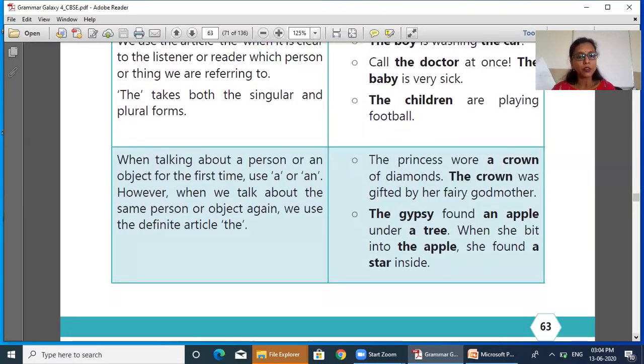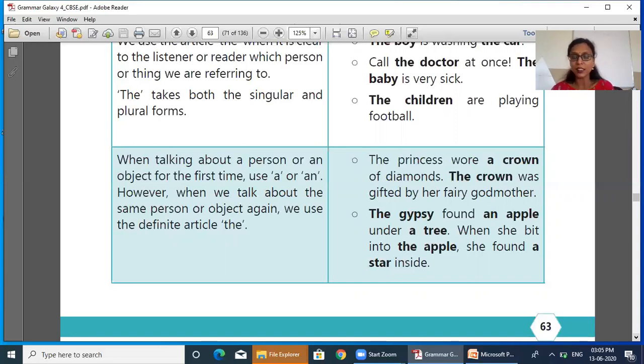Okay. Next rule is, when talking about a person or an object for the first time, use a or an. However, when we talk about the same person or object again in the second sentence, in the following sentence, we use the. Look at the examples. The princess wore a crown of diamonds. Now, this same sentence had come before in the example with use of a, right? A crown, any crown it can be. The princess wore a crown of diamonds. The crown was gifted by her fairy godmother.